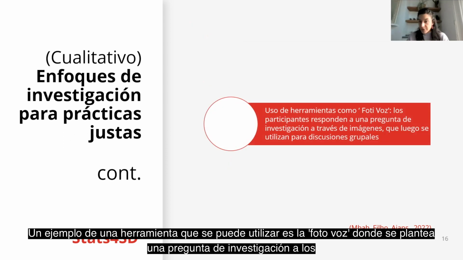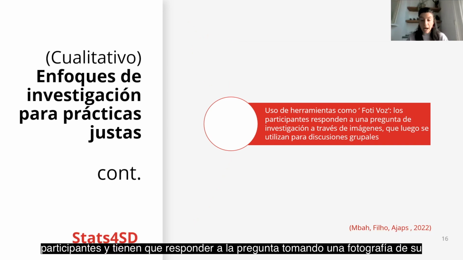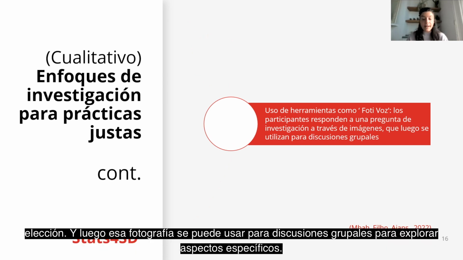An example of a tool that can be used is that of photo voice, where a research question is posed to participants and they have to respond to that question by taking a photograph of their own choice. And then that photograph can later be used for group discussions to explore specific aspects.